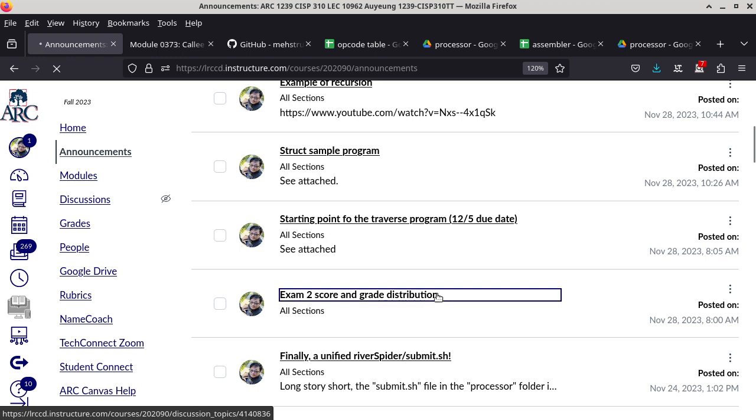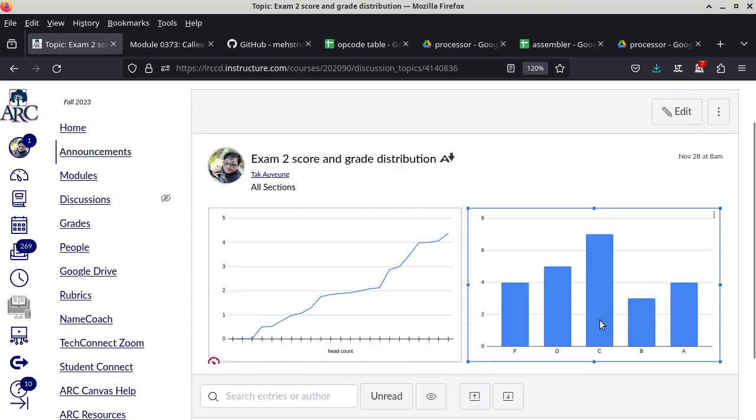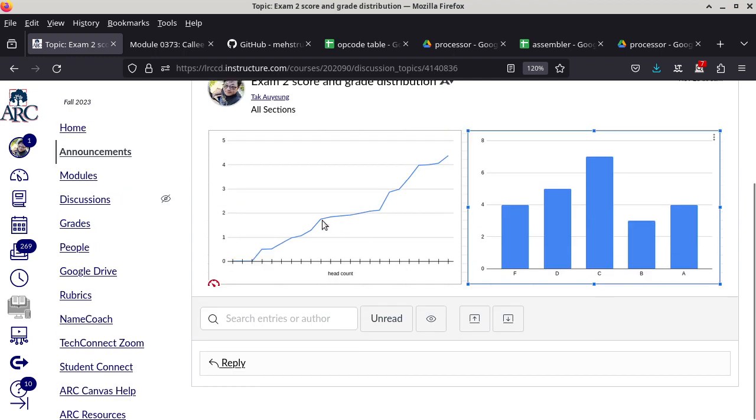Oh, right here. All right, so this is my, let me see. I cannot see which class this is. I think this is my Tuesday, Thursday class. So this is not even a bell curve, right? And you can see how there's a flat line here. The flatter the line, the more people are concentrating around that score.